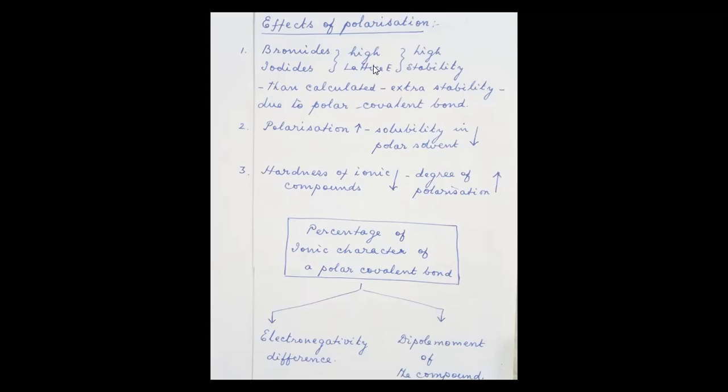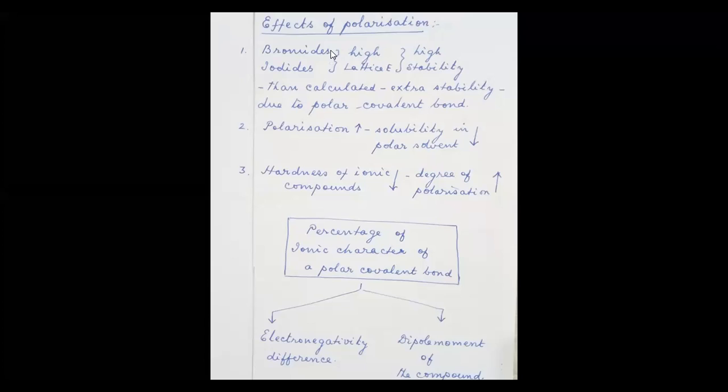because of the high lattice energy. And this lattice energy was found to be much more than the calculated. So the crystal is found to be extra stable. And this extra stability is due to the polar covalent bond, because bromine and iodine are bigger anions. Bromides and iodides are bigger anions. Therefore, they can be easily polarized. And because of the polarization, the high lattice energy, they attain high stability.